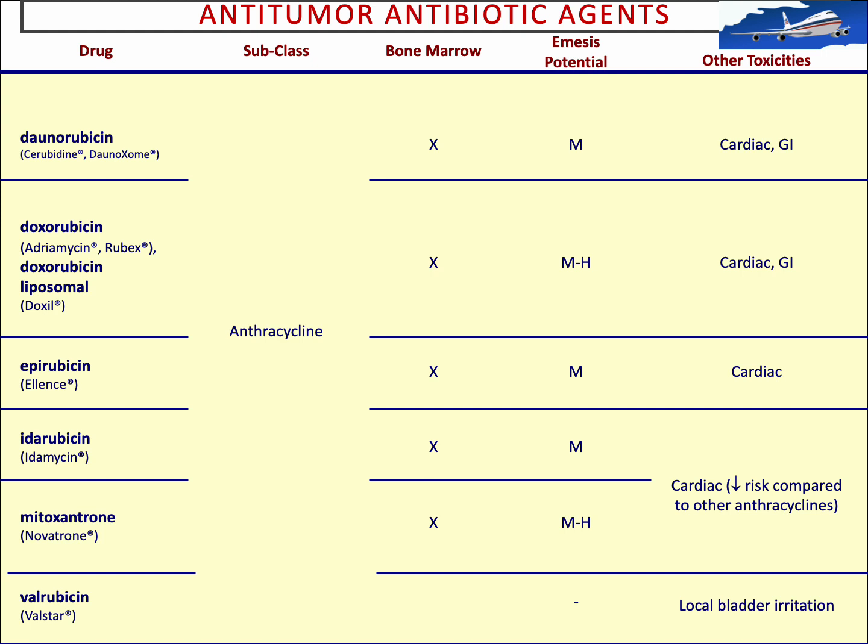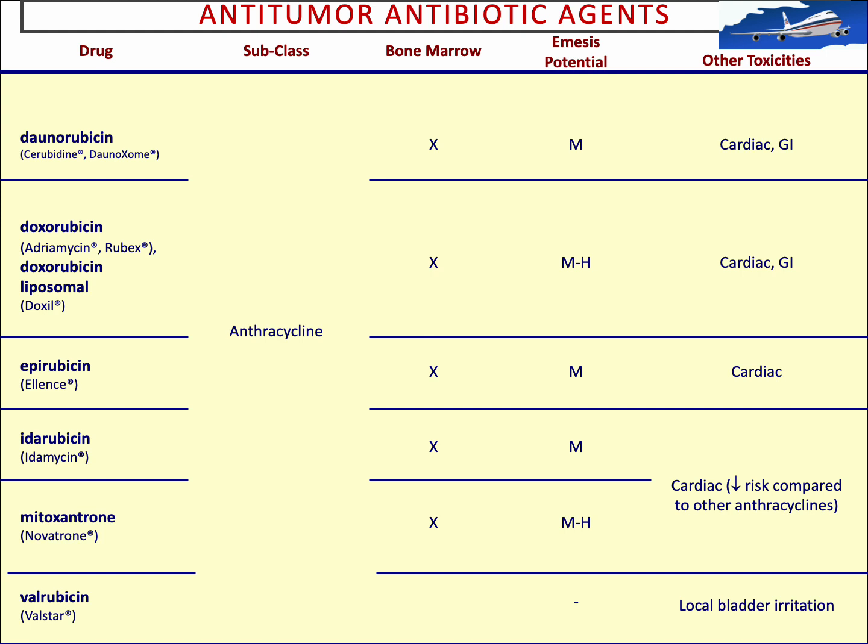The anti-tumor antibiotics, the anthracyclines in particular, have a high degree of cardiac toxicity, meaning that folks who get cumulative doses of these agents, daunorubicin, doxorubicin, are at higher risk down the line, months or years later, for serious cardiovascular compromise and developing heart failure, cardiomyopathies. And so we're really careful about that.